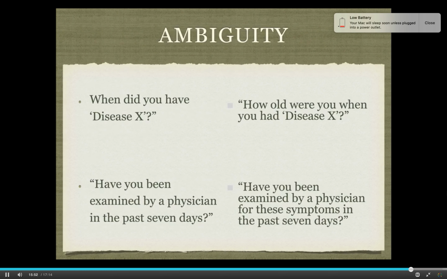The last criterion or component of a good question that we will look at in this section of our presentation is ambiguity. If we ask the participant, when did you have disease X? The individual may interpret this question to mean at what age, at what time, at what year, in what month. However, if we ask, how old were you when you had the disease, then that's a more specific question and less ambiguous.